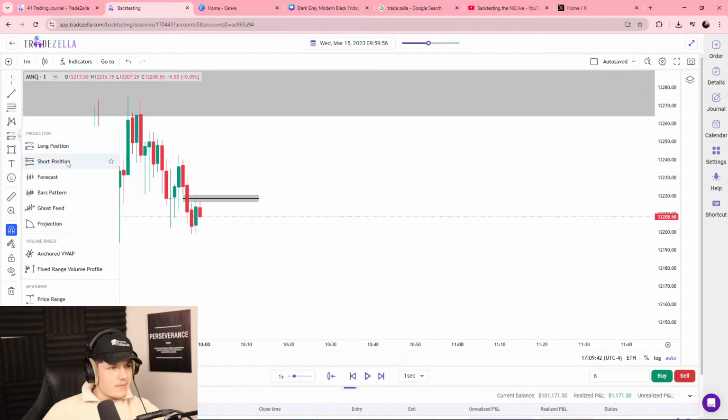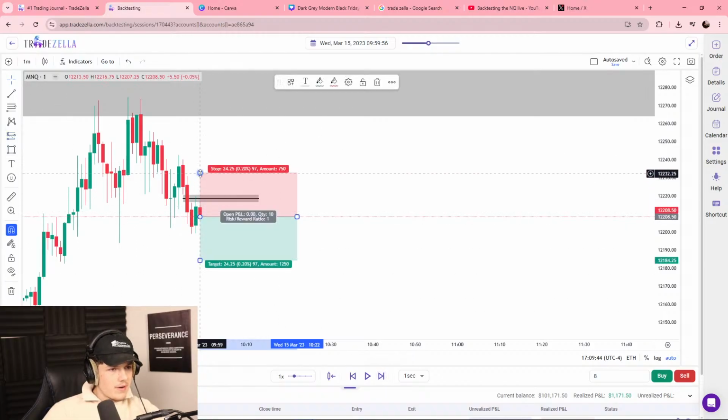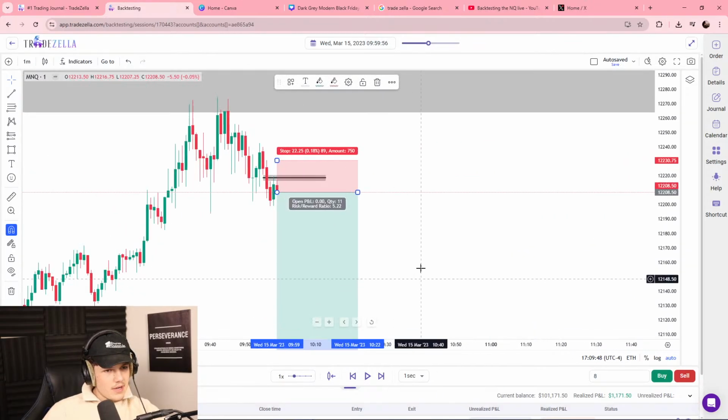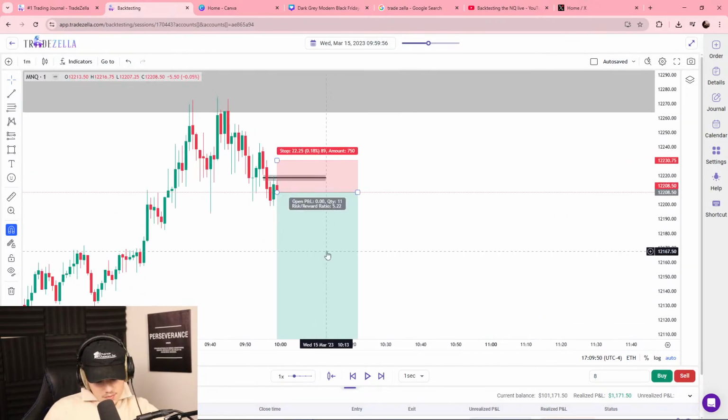I'm going to take it short right here. Boom, 22. Take profit at this low right here, 5 RR. 22.25. Okay, so I'm going to be risking 1,000 on this trade divided by 22.25.